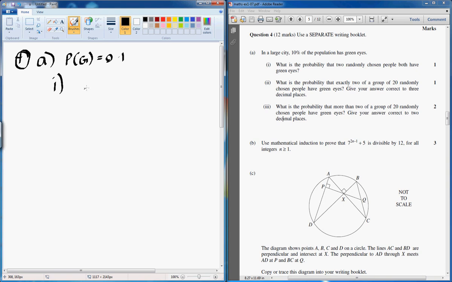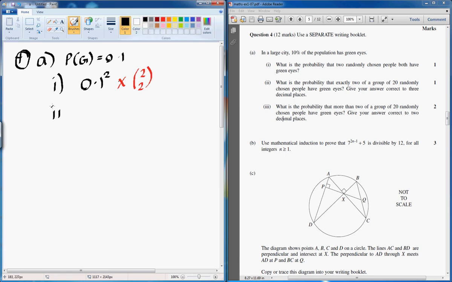Okay, so if I choose two people and they both have green eyes, it's 0.1 squared, and that's all there is to it. If you want to be more technically correct, this is supposed to be multiplied by, so I'll just write in red. This is just a technicality, but it's supposed to be 2 choose 2. But 2 choose 2 is 1, so you can just ignore this altogether.